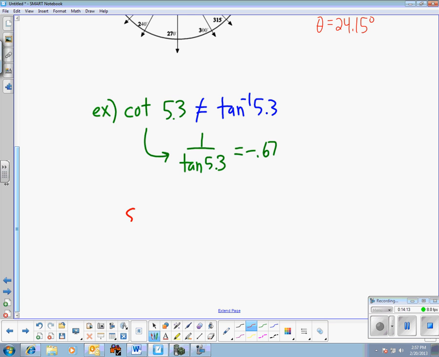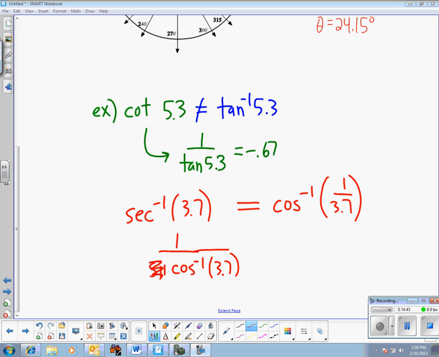And here's the last thing. What about something like this? Secant inverse of 3.7. What this means is this is one of the three that's not on your calculator, and you want to do the inverse of it. So what it seems like maybe you should do is 1 over cosine inverse 3.7. It's a very common misconception, but that's the wrong order. The right order is this. You need to put the 1 over 3.7 and then cosine inverse of that.